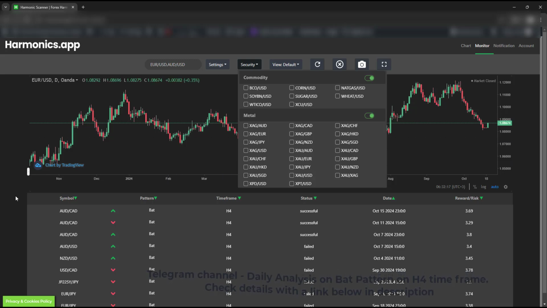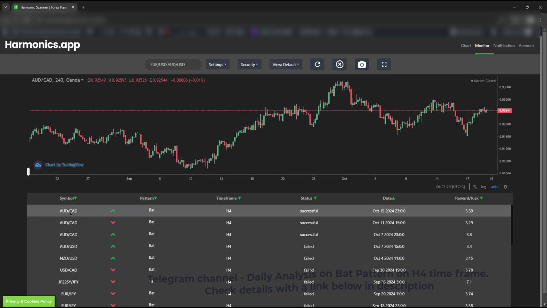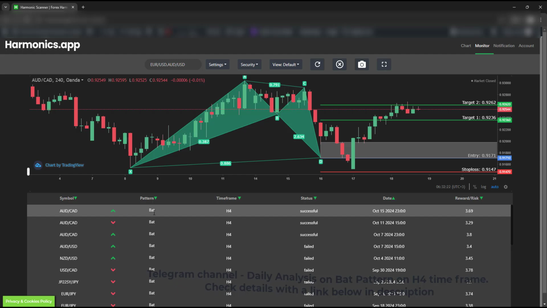Now you can see, for example, when you click on this one, Australian dollar against Canadian dollar, a bullish bat pattern has been formed on the 4-hour time frame. You can see that time frame also visible here, with the Australian dollar as a symbol. And then you have a successful status, which means this bullish bat pattern on the 4-hour time frame is a successful one. And how is that possible?